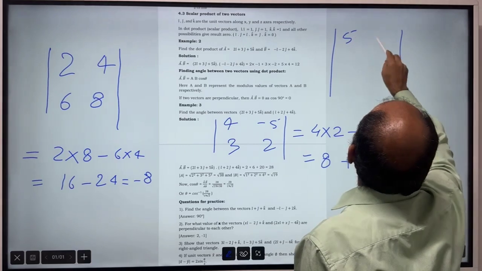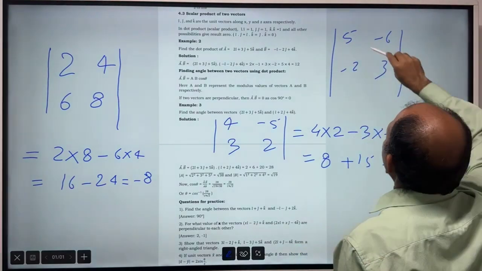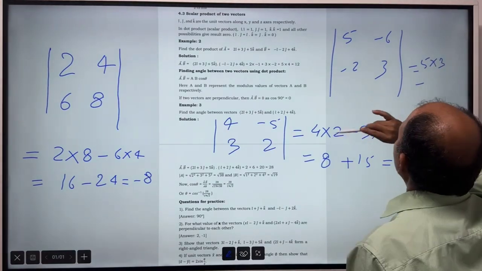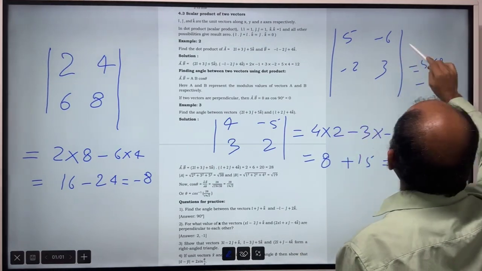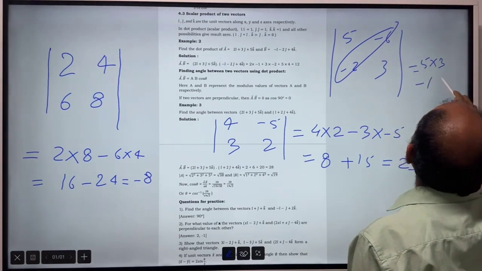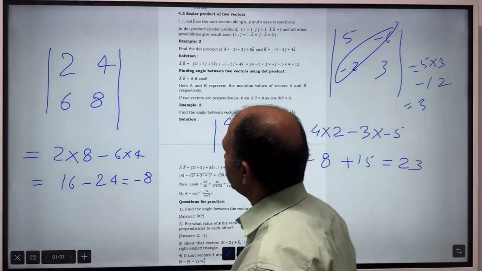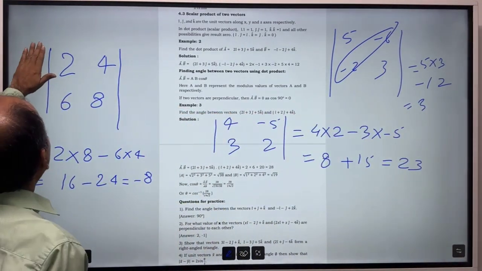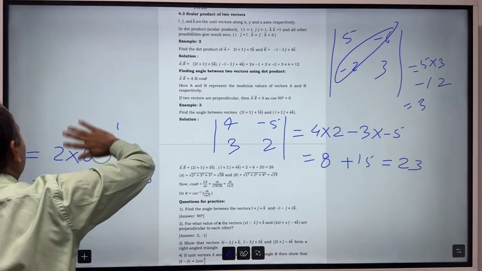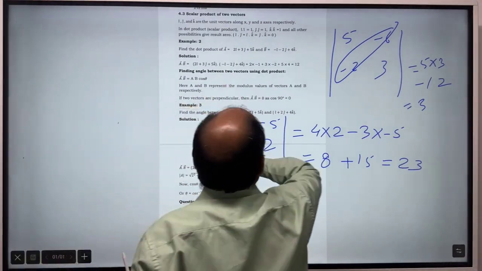Another example. Suppose you have 5, minus 6, minus 2, 3. First you will multiply 5 into 3, then put a minus sign in between and then multiply minus 2 into minus 6, which will be 12. So 15 minus 12 is 3. I think you have understood how to solve a determinant of 2 cross 2 order.